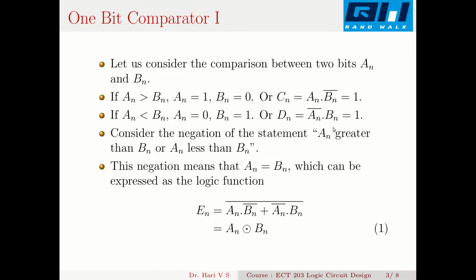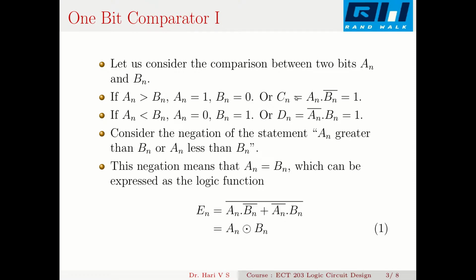If An is less than Bn, then An equal to 0 and Bn equal to 1, or An bar Bn is equal to 1. So now consider the statement An greater than Bn or An less than Bn. That means An Bn bar or An bar Bn. Now consider the negation of that statement, that is An Bn bar or An bar Bn, all complement. What is the negation of the statement An greater than Bn or An less than Bn? That is, An is neither greater than Bn nor less than Bn, which is equal to An equal to Bn. So that is equality. An equal to Bn is En, that is equal to the complement of An Bn bar or An bar Bn, which is nothing but An XNOR Bn.